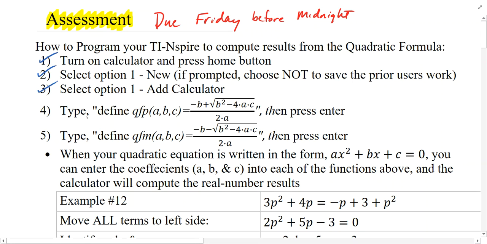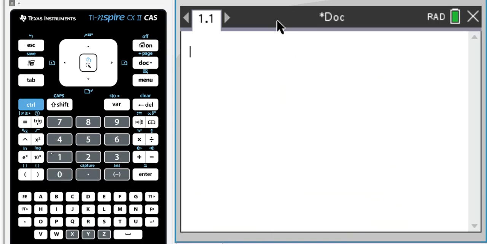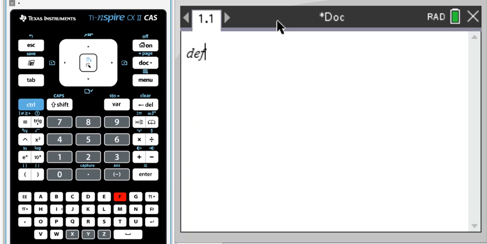We've added the calculator. The next thing we need to do is we need to define the quadratic formula. And we're going to define QFP for the form of the quadratic formula that includes a plus symbol, and we'll use QFM for the form that uses a minus symbol. So it's only tedious this first time if you recall. So let's go ahead and type in here define. We'll need a space bar, and then QFP. QFP for quadratic formula plus.